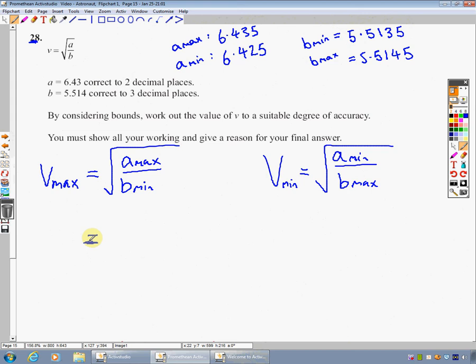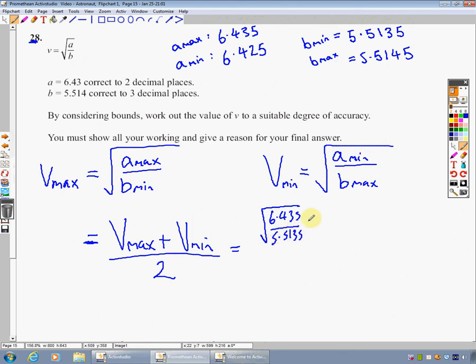I'd love for you to have a little go at writing this all out on your calculator. All on one calculator display, you're going to do the square root of my A maximum, 6.435, divided by my B minimum, which is 5.5135, plus the square root of my A minimum, which is 6.425, divided by my B maximum, which is 5.5145. All of that divided by 2, all in one big calculator display in one go. So let's have a go at that.